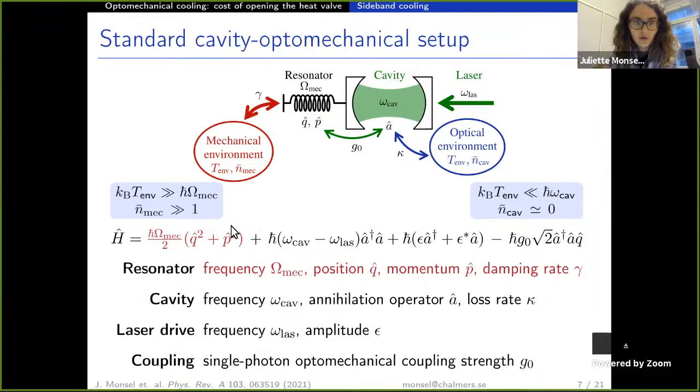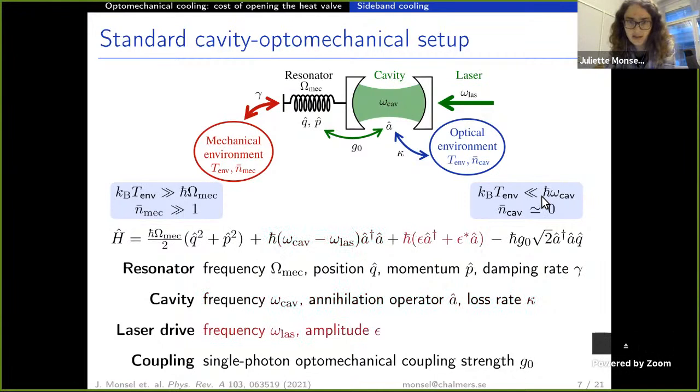So first, back to standard cavity optomechanical cooling. We look at a single mechanical mode, a harmonic mode, which is coupled to its environment with coupling strength gamma and the temperature of the environment. So it's a hot bath and there are a lot of thermal fluctuations. Then we also have the cavity, again a single harmonic mode, also coupled to its environment, this time the optical environment. It's at the same temperature, but the big difference is that the cavity frequency is so much higher than the mechanical one that we can neglect the thermal fluctuations in the optical environment and consider that this bath is effectively at zero temperature.